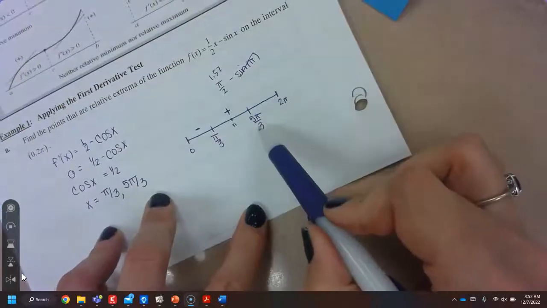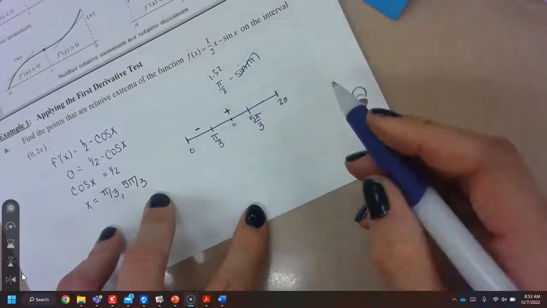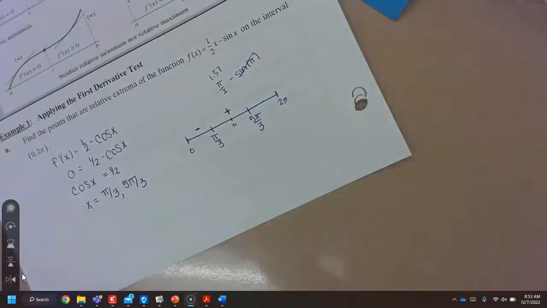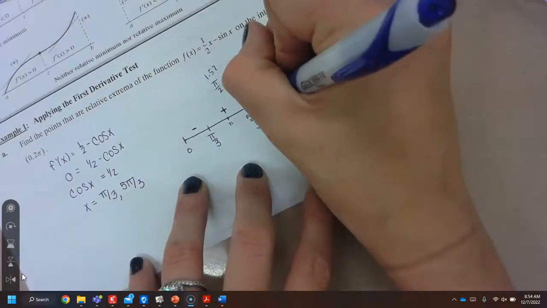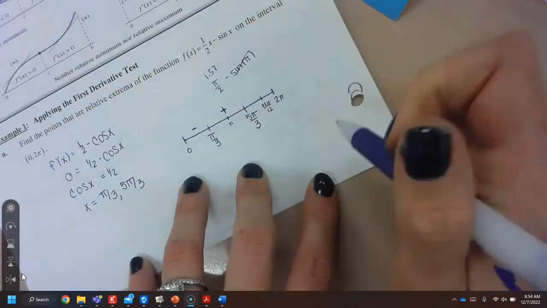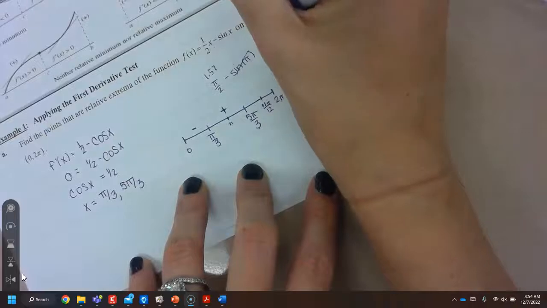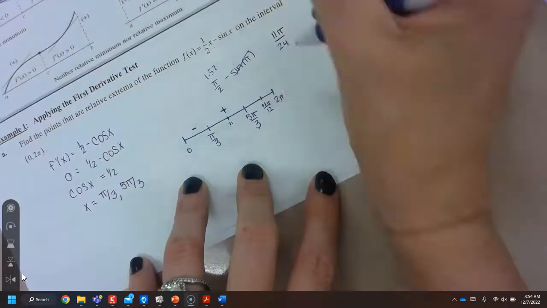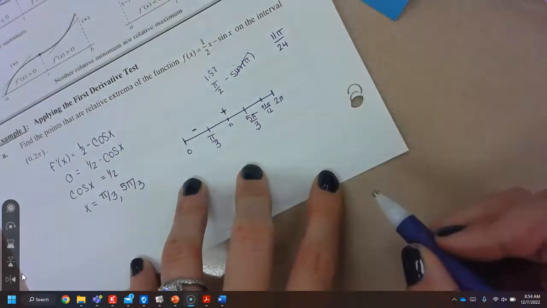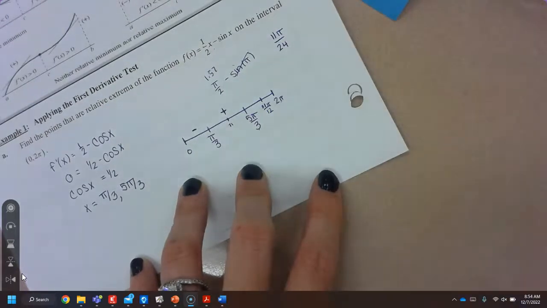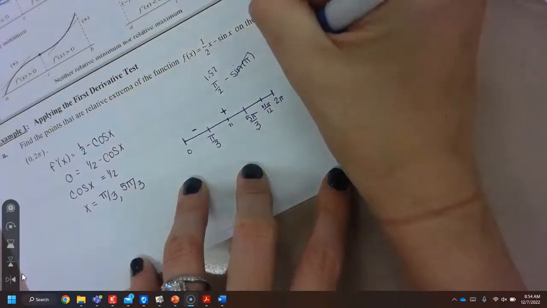And then something between 5 pi thirds and 2 pi. There's not a whole lot of wiggle room in there. So you've got to go with 11 pi 12ths. And again, that's going to give you 11 pi over 24, which is, 11 times 3 is 33, 33 over 24 is like 1.2-ish.